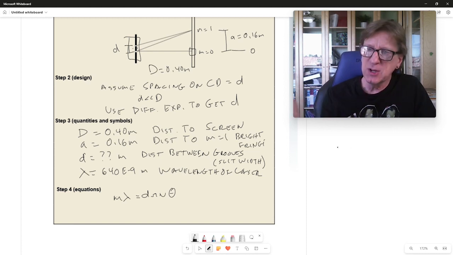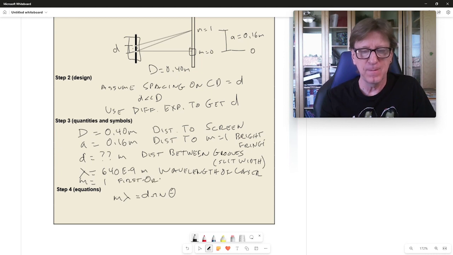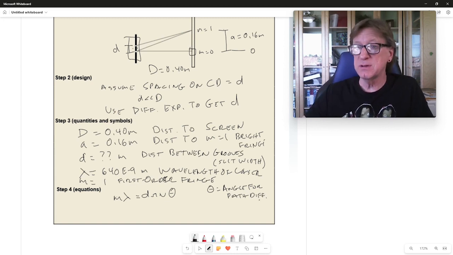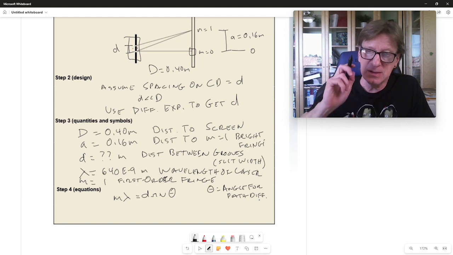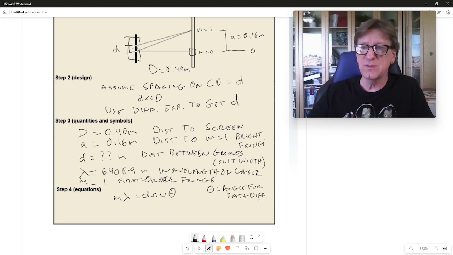So on your next page, you've got your step 5 where you can work it out, but we're going to put it off to the side here so that we can do this. Now, m in this case, we've got a new symbol here. m is 1 because we want the first order fringe. The other thing that we've added is one new symbol, and that's going to be theta. So theta is the angle for what's called the path difference. So that means the problem is now telling us, okay, I've got everything I need except I need theta. So I need some sort of expression for theta.